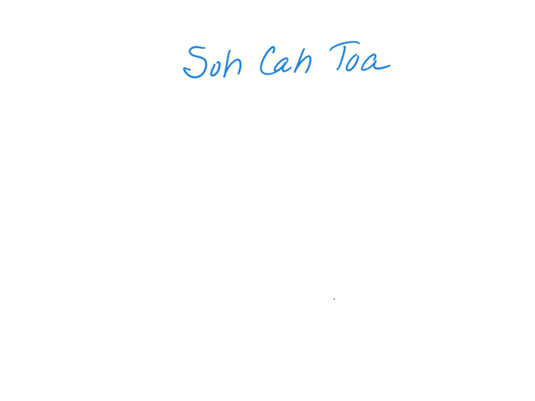So if we have a right triangle, and we know that this side here is 3 and this side here is 4, we can find the third side by doing the Pythagorean theorem. Everybody remember that? So it would be 3 squared plus 4 squared equals c squared.